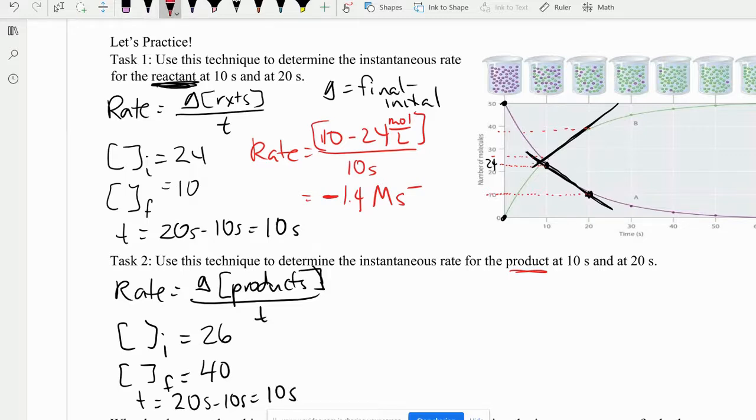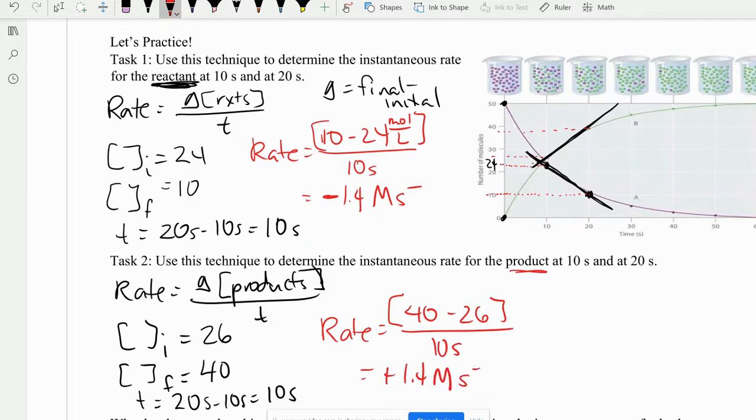Same thing as before. So let's calculate our rate here. Our rate would be our final minus our initial. And again, brackets indicate molarity. So that's what we're going to make over and over again, just make the assumption that when we do these rate calculations, molarity is what we're going to be using for concentration. So 10 seconds. When you do the calculations on your calculator or in your head, you're going to get a positive 1.4 molarity over seconds.